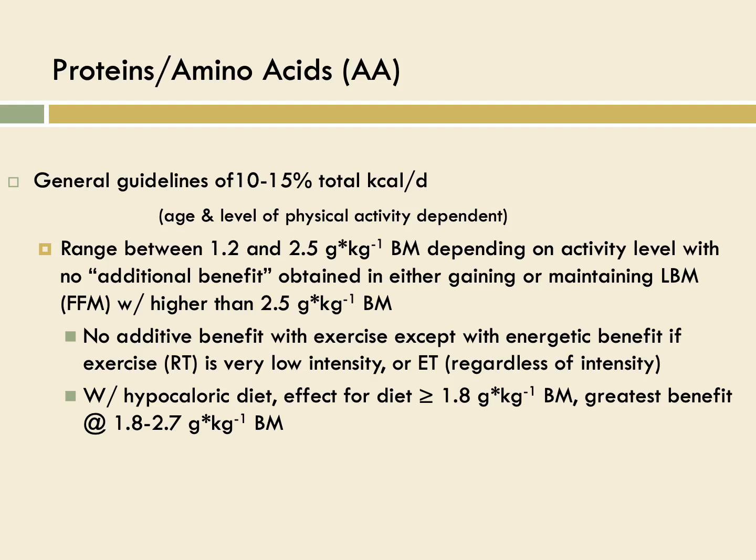For people who undergo high amounts of endurance activity, additional protein is necessary as protein gets oxidized and catabolized to meet ATP demands. For people who are attempting to lose body mass through diet, through caloric restriction in particular, you need to consume greater than 1.8 grams per kilogram of body mass, with the highest benefit or greatest efficiency coming at between 1.8 and 2.7 grams per kilogram body mass. This will ensure that the loss is of fat mass and not of fat-free mass, bone, and muscle.